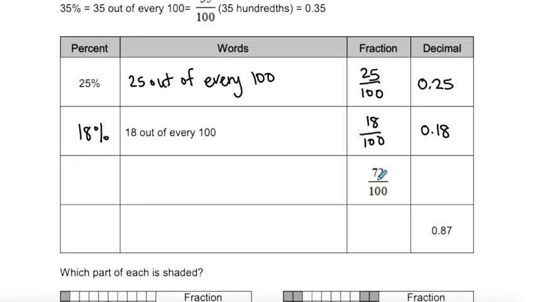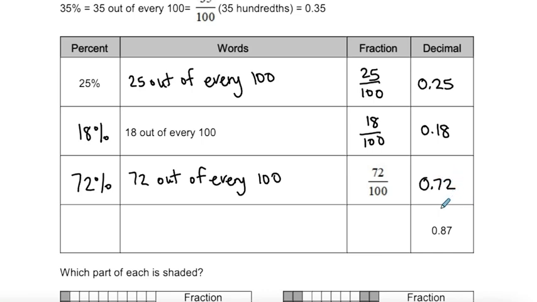What happens if you are given a fraction? So 72 out of 100, that would be what this means in words: 72 out of every 100, which is the same as 72%. Which is also the same as 0.72. Make sure that your last digit in your number is in the same place value as your denominator. So make sure that your 2 in this case is in the hundredths position.